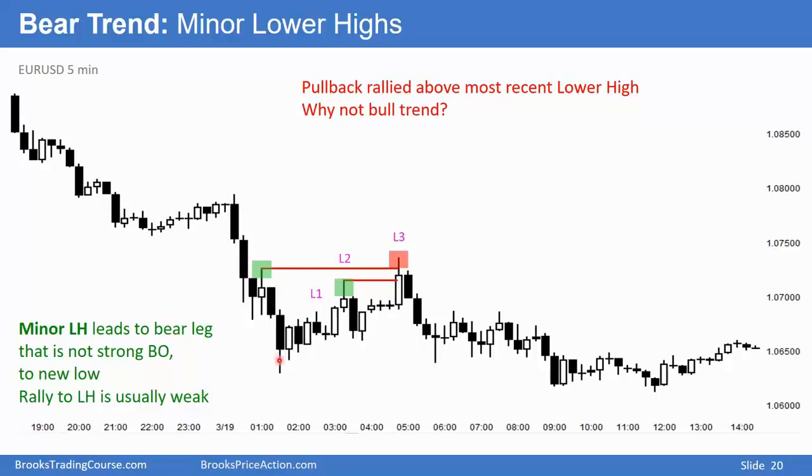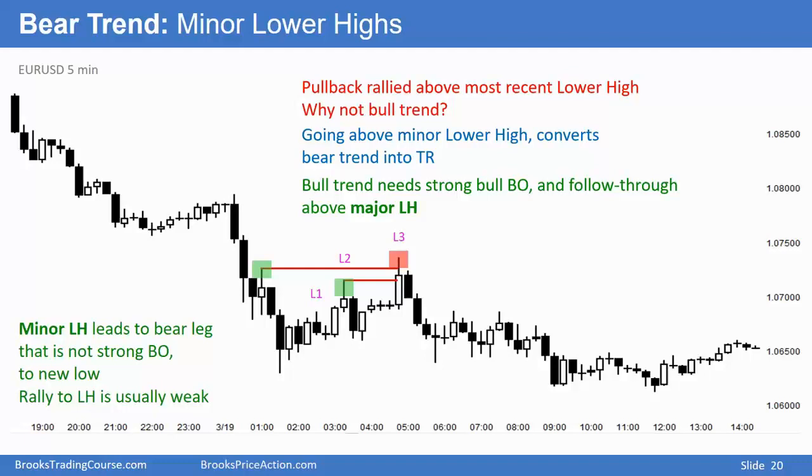When you're in a bear trend and it starts to get a pullback with a lot of bars, very often it goes above minor lower highs, but the trend is still intact and you expect another new low. If it goes above a major lower high, most traders would look at the bear trend as being over. And when a bear trend ends, usually it converts into a trading range. Sometimes it'll immediately convert into an opposite trend.